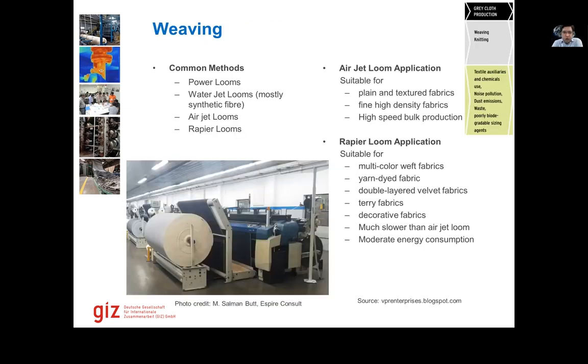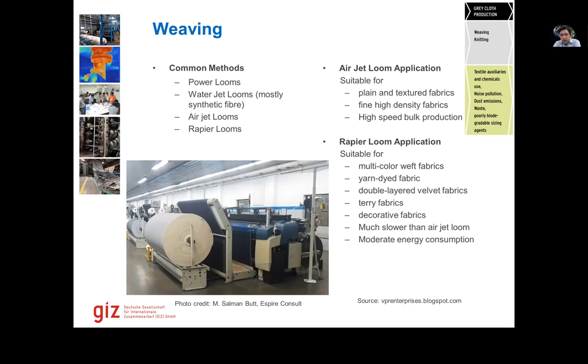Weaving, common methods are, we used to have these power looms. We still have these power looms in the cottage industry in Pakistan, which are totally electricity driven. Then the water jet looms are used for synthetic fiber. Then there are air jet looms and there are rapier looms. Air jet looms and rapier looms are most common looms now used in the cotton or blended fiber fabric production.